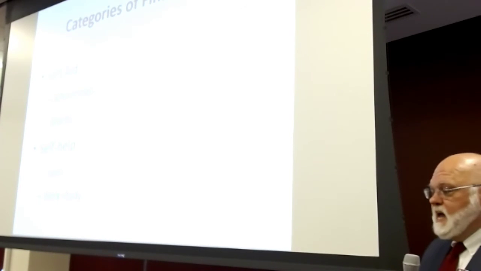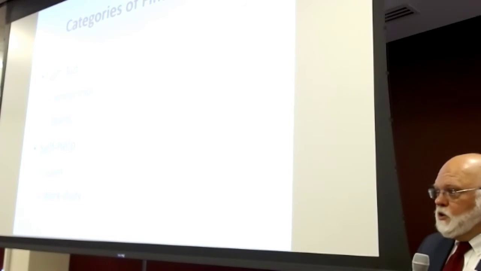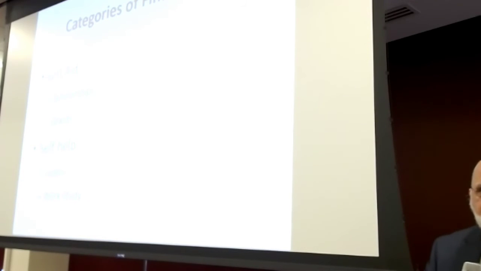The second type of financial aid is self-help. Again, the name tells us something about it. The student is going to have to do something to receive this financial aid. It again is divided into two categories: loans and work study. Loans, we know what those are. It's money that's borrowed and has to be repaid at a later date.